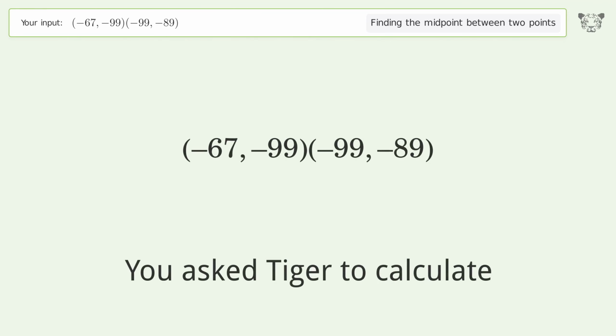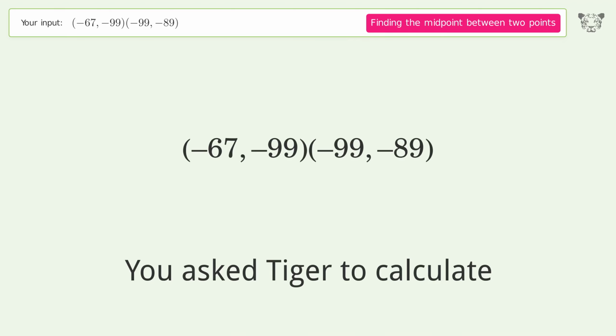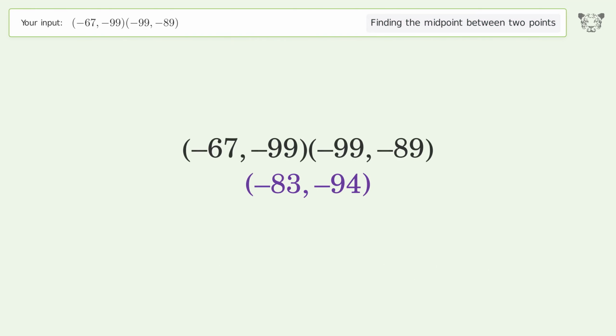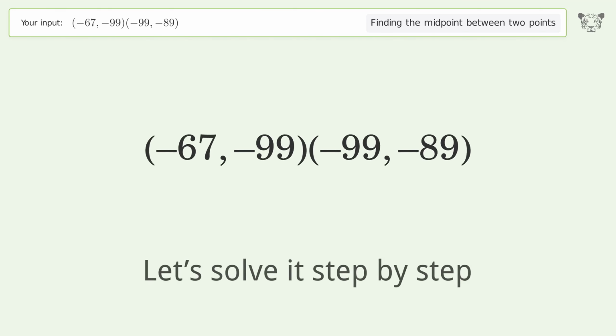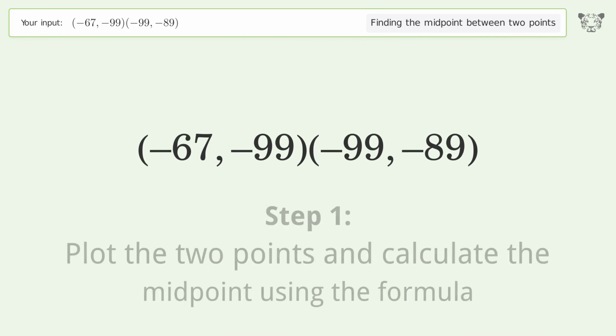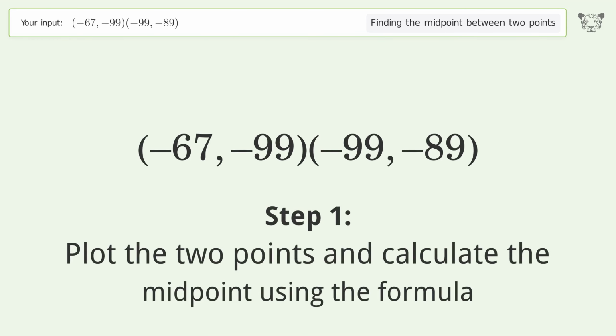You ask Tiger to calculate. This deals with finding the midpoint between 2 points. The midpoint between the 2 points is -83, -94. Let's solve it step by step. Plot the 2 points and calculate the midpoint using the formula.